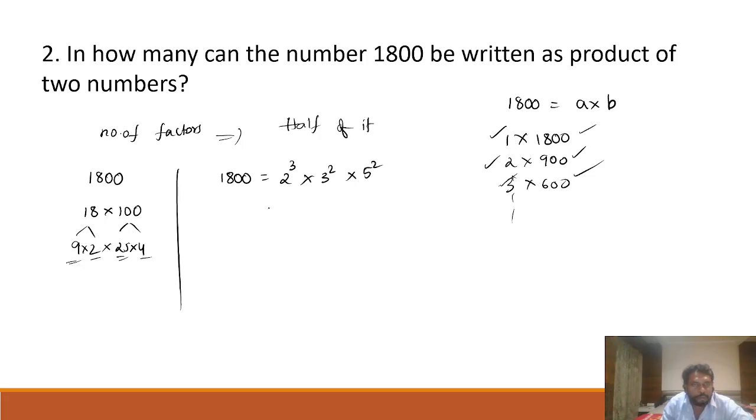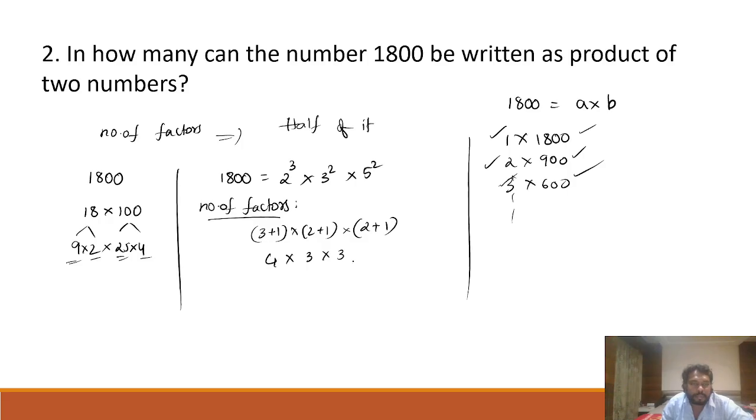Okay, fine guys. Now same, calculate the number of factors first. Number of factors. So 3 plus 1 times 2 plus 1. I'm taking the powers, okay? I hope you understood that, so directly I'm writing. So 4 times 3 times 3. 3 3s are 9, 9 4s are 36. So you got 36 factors.